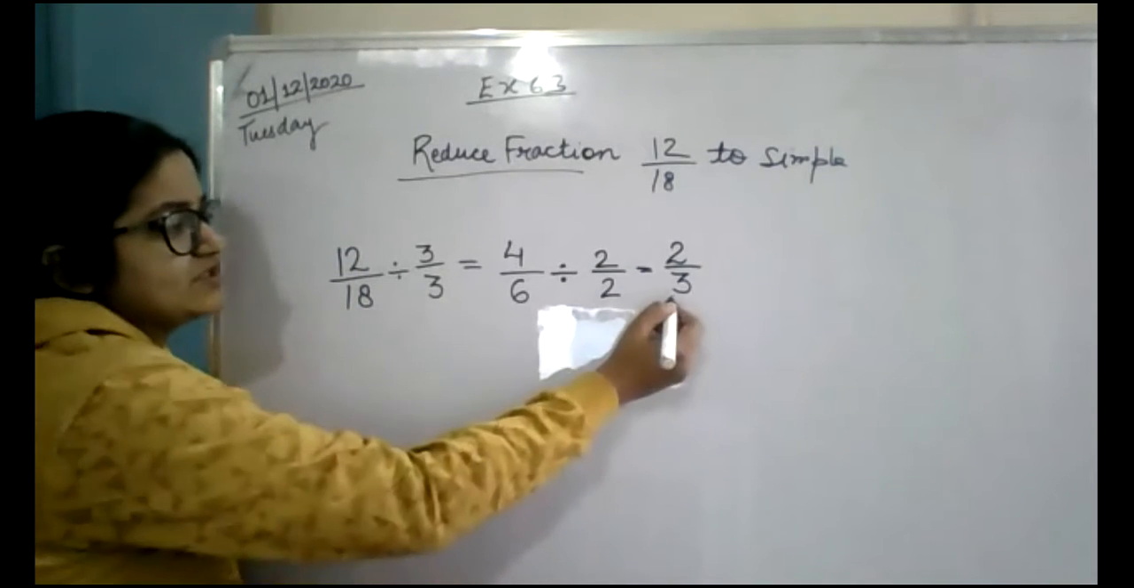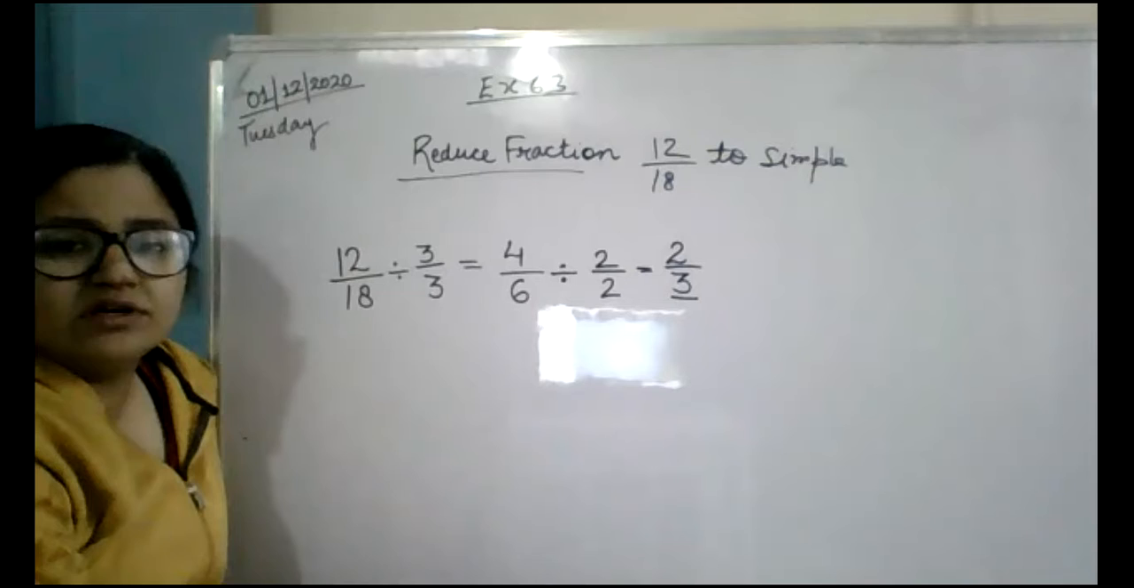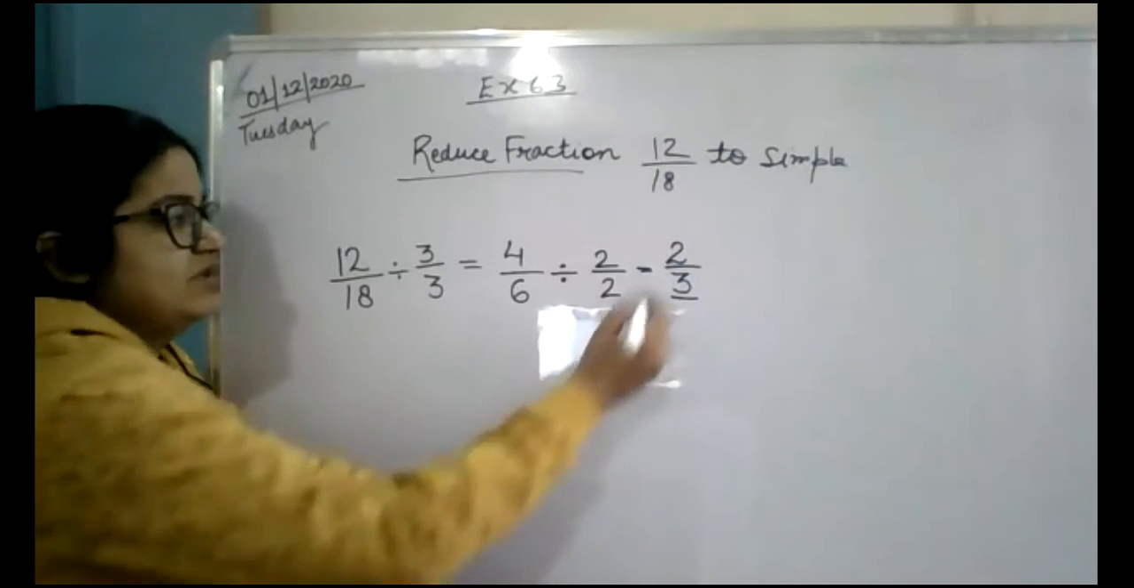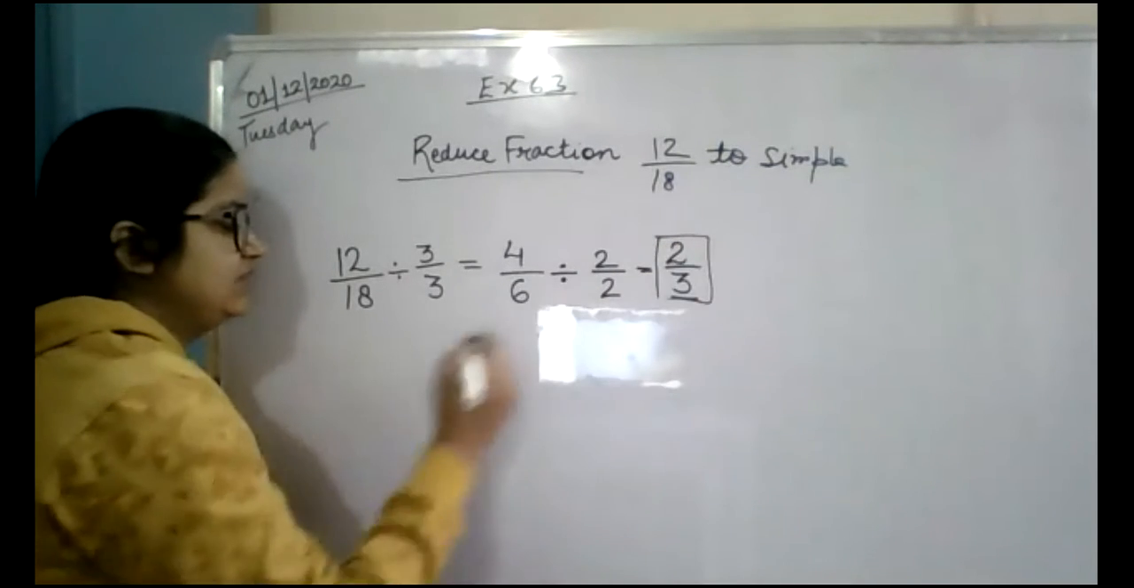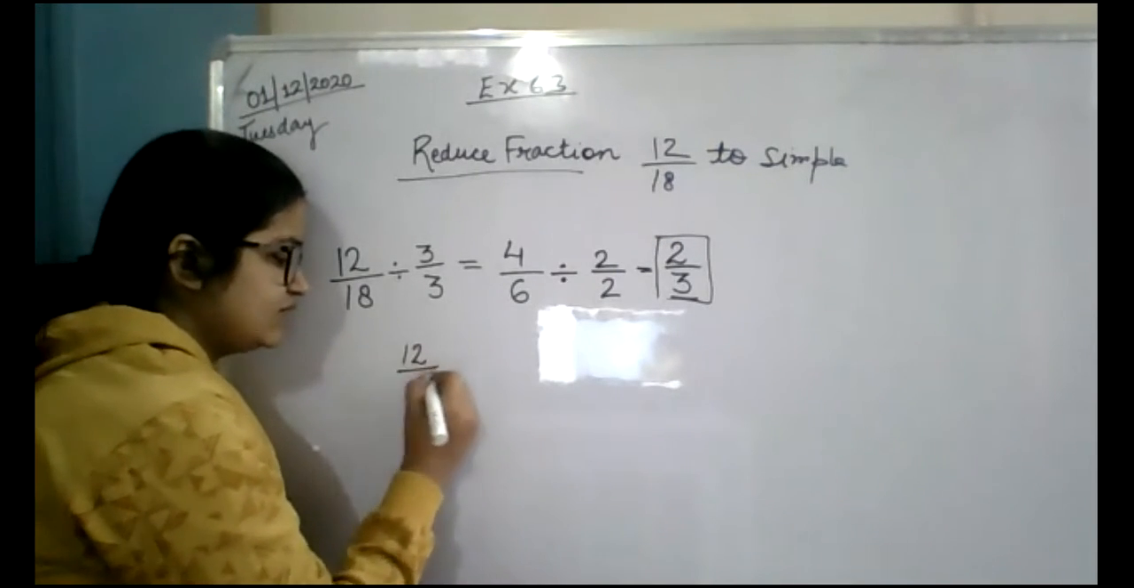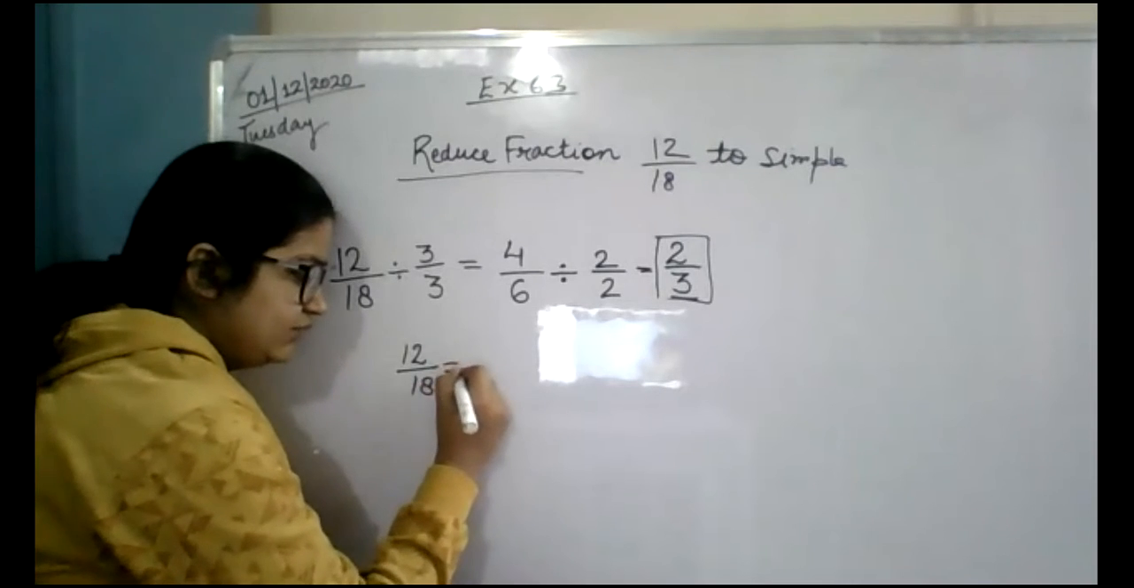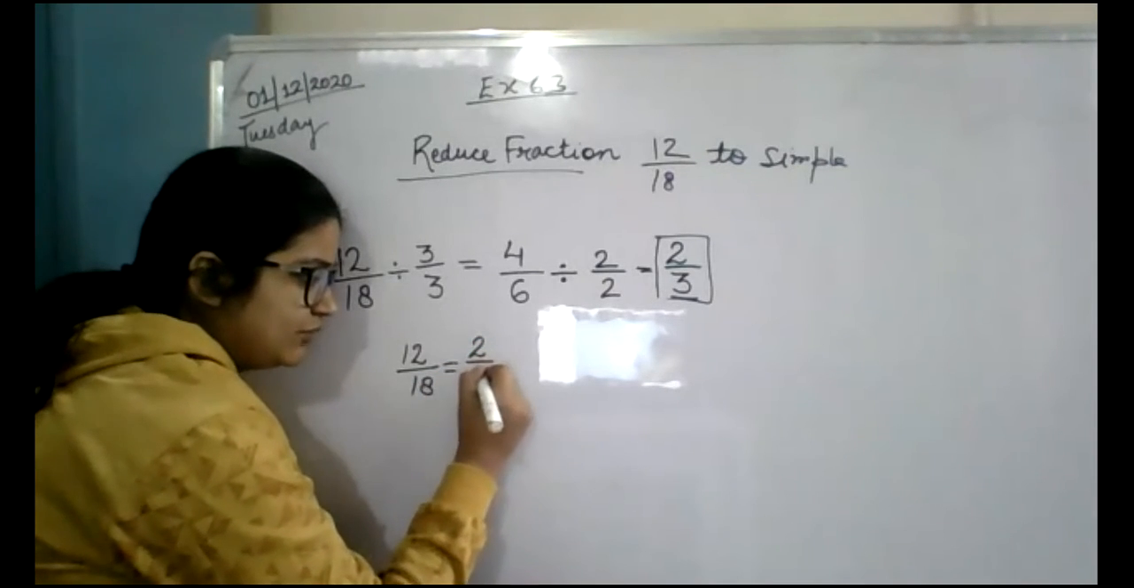Now this is the simplest form. This is the simplest form. We have changed 12 upon 18. That means, what will be the simplest form of 12 upon 18? It will be equivalent to 2 upon 3.